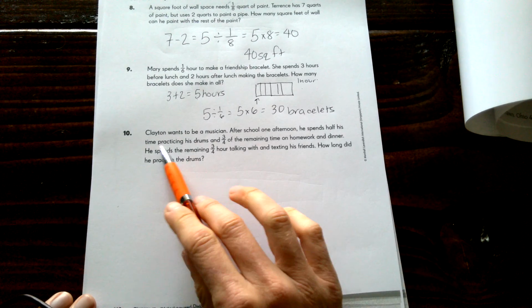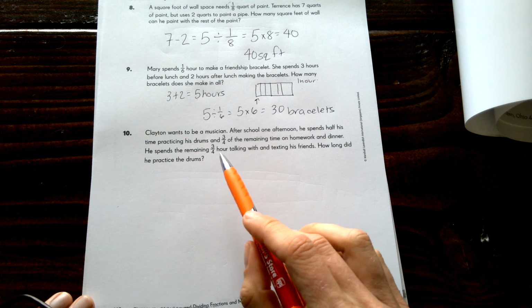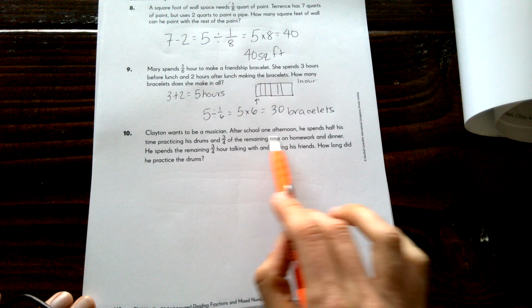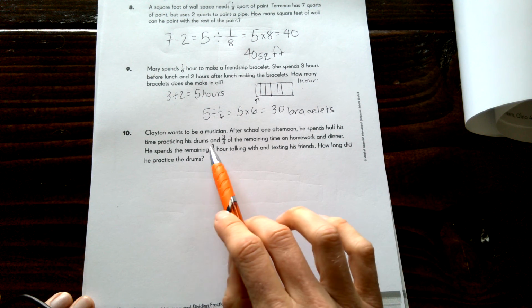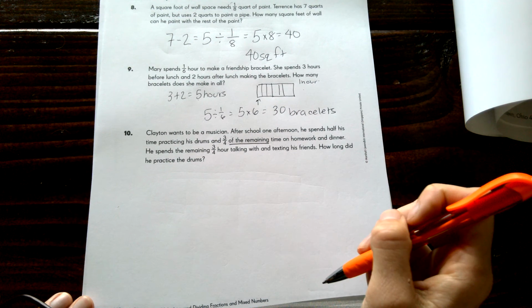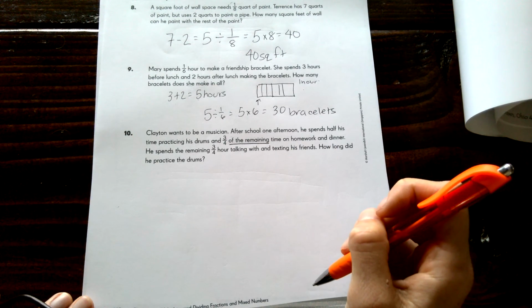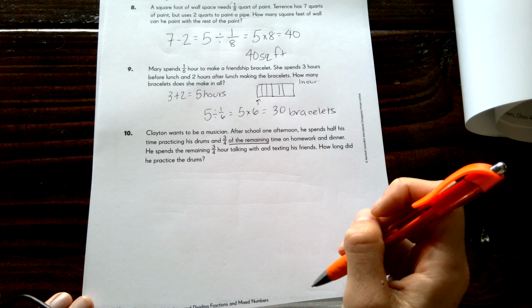All right, Clayton wants to be a musician. Good for Clayton. That's very admirable. One school afternoon, he spends half his time practicing his drums and 3/4 of the remaining time on homework and dinner. He spends the remaining 3/4 hour talking and texting with friends. How long did he practice the drums?